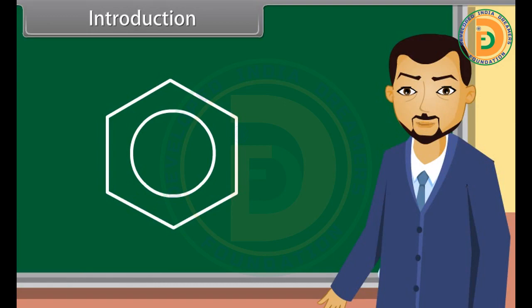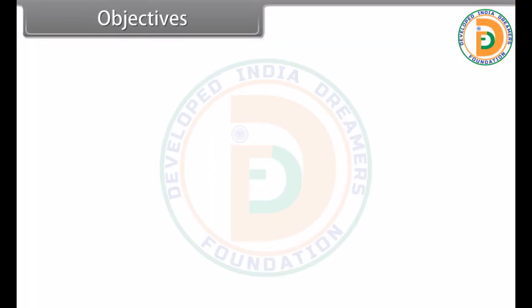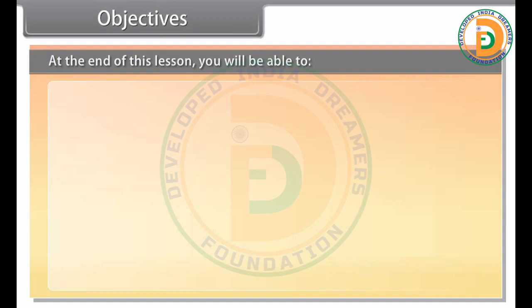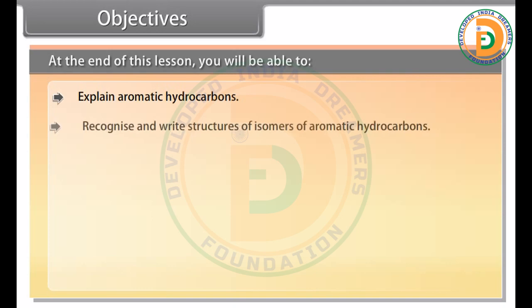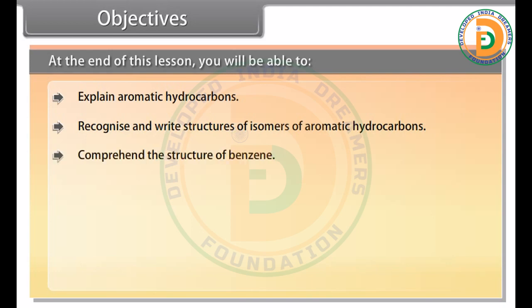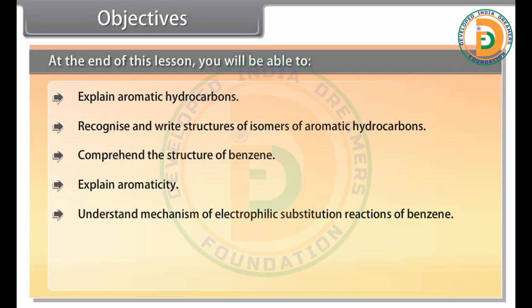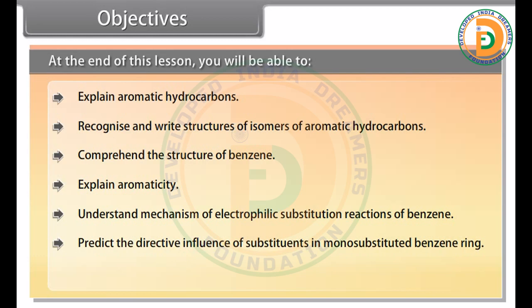Come, let's start. Objectives. At the end of this lesson, you will be able to explain aromatic hydrocarbons, recognize and write structures of isomers of aromatic hydrocarbons, comprehend the structure of benzene, explain aromaticity, understand the mechanism of electrophilic substitution reactions of benzene, predict the directive influence of substituents in a monosubstituted benzene ring, and learn about carcinogenicity and toxicity.